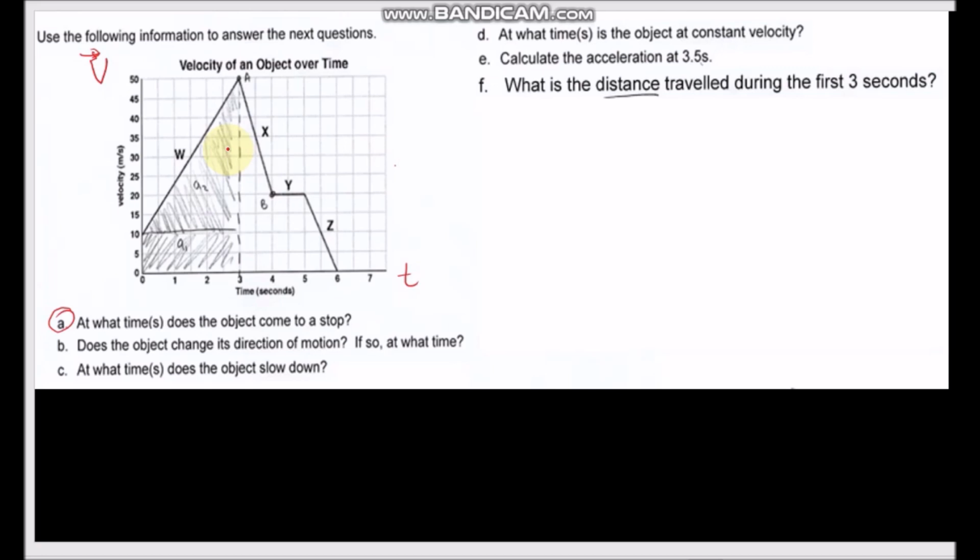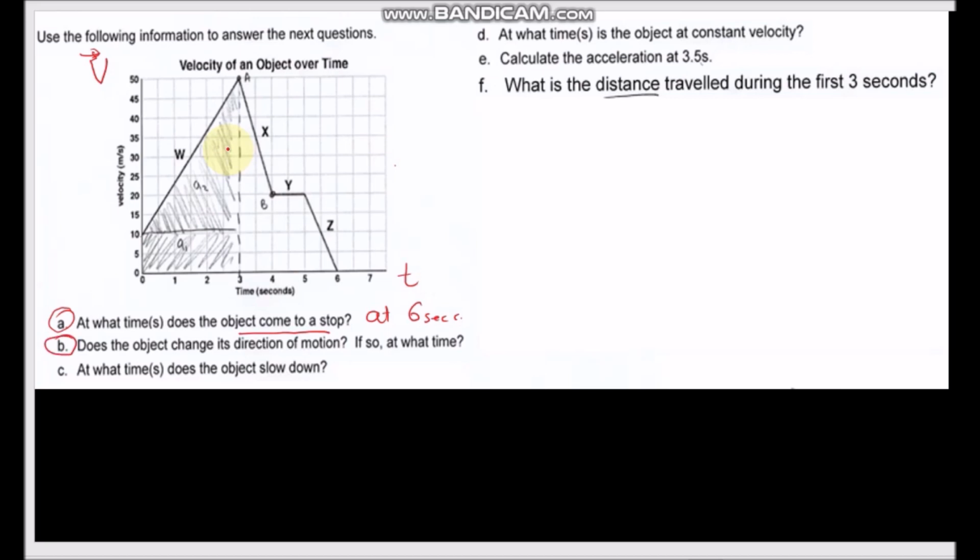Question A. At what time does the object come to stop? Look, the object starts from this point, moves to point A, then down to point B, then at this point, then comes to here. At what point? Please comment on the Zoom section. What time does it stop? Nice. It's at 6. At 6 seconds, the object came to stop. Finally, it starts from the angle and stops at 6 seconds.